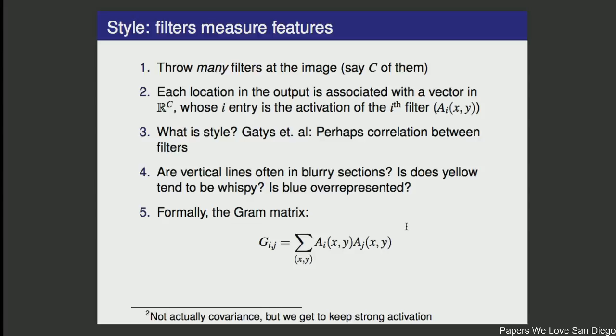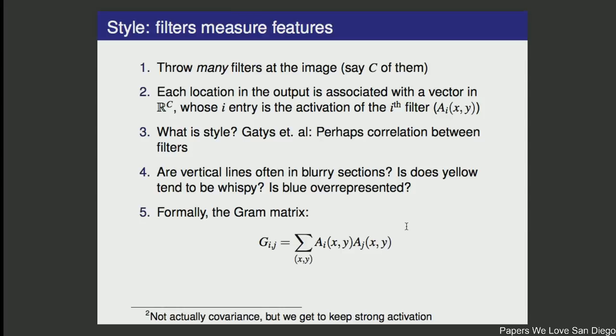Yes? So an example of what would produce an entry in a Gram matrix where you'd have strong correlation would be, say, someone painting blue lines. If there were blue vertical lines, then the vertical edge detector would be activated at the same time as the blue filter. Absolutely. And that would produce a large entry in the Gram matrix. Yes, that's right. Yeah, very nice.